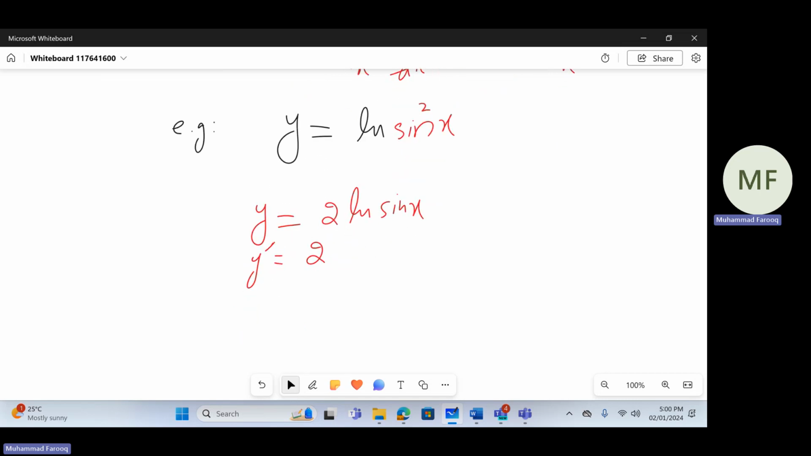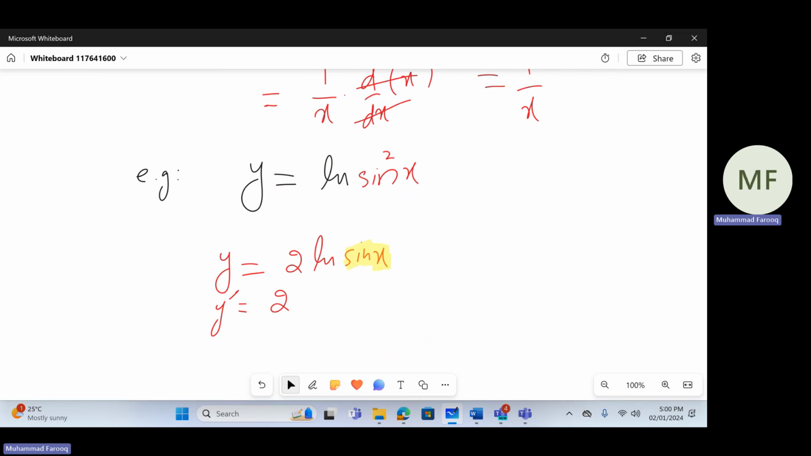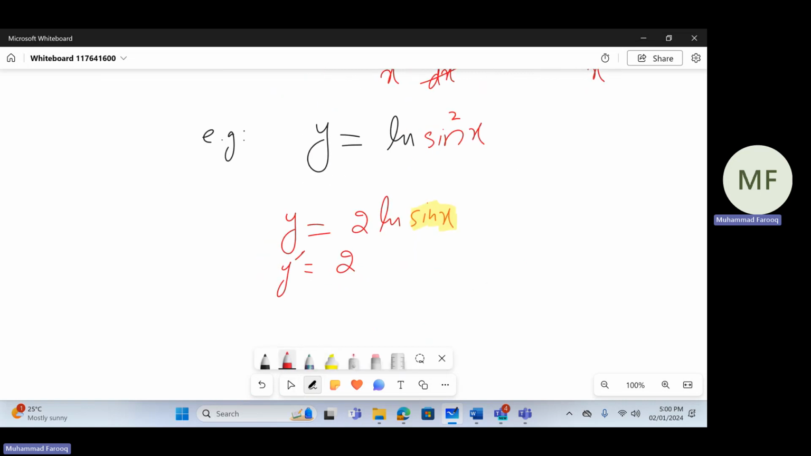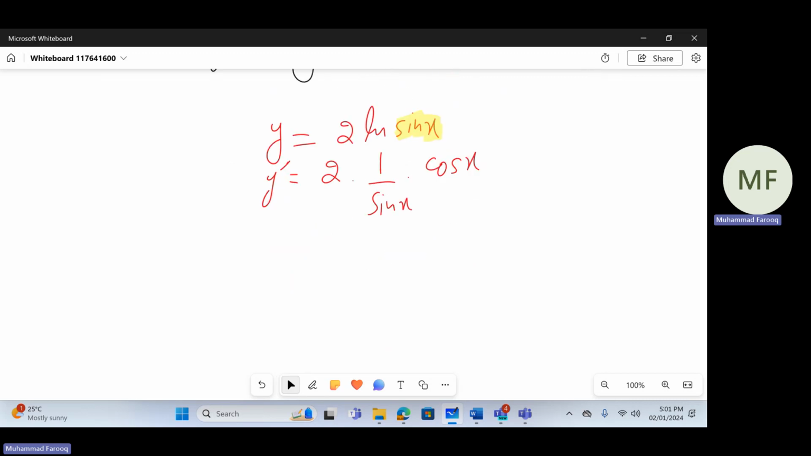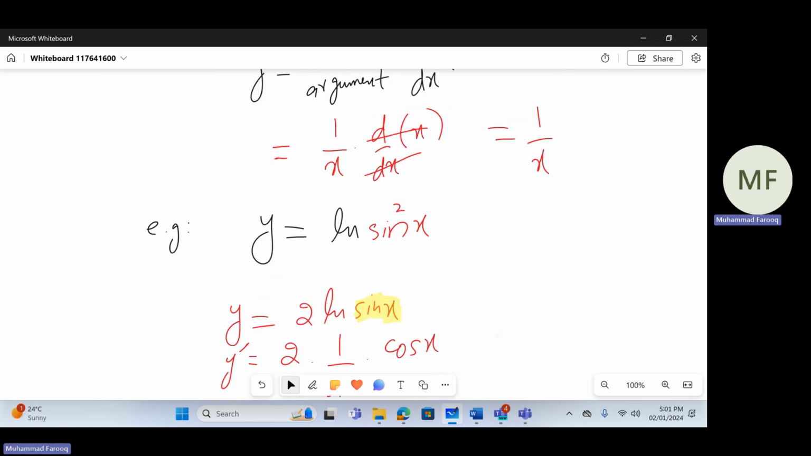Now our argument is basically sine x. So by the rule of derivative which is shared here, 1 over argument multiply argument derivative. So what do we get now? 1 over sine x times sine x derivative. What is that? Cosine x. What is cosine by sine? So y prime, in simplified form, is basically 2 times cotangent x. What do you think? Because cosine by sine is cotangent. Yes, please, go ahead.